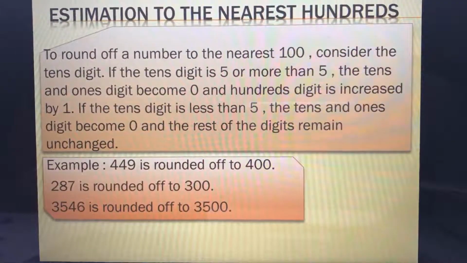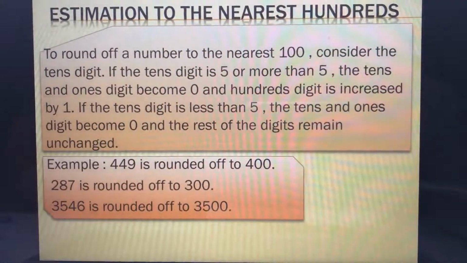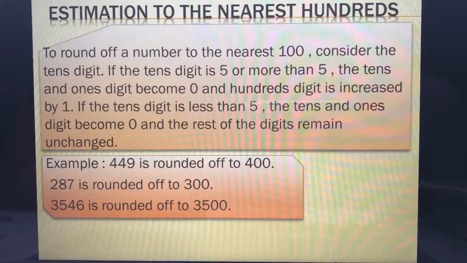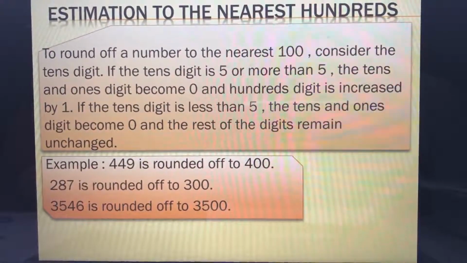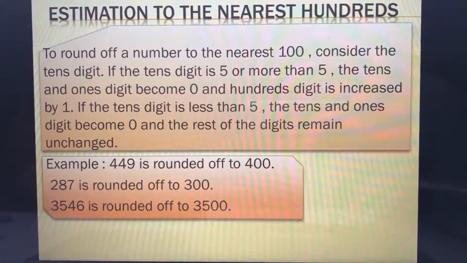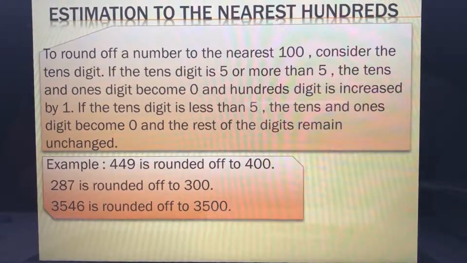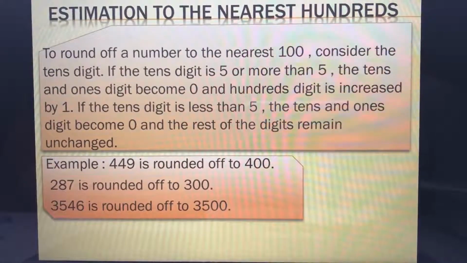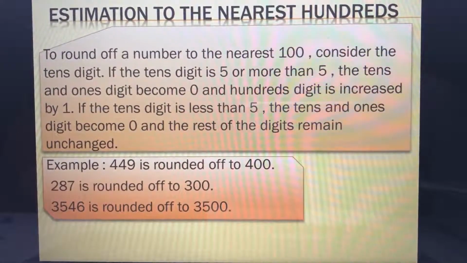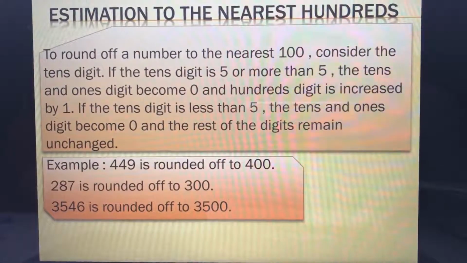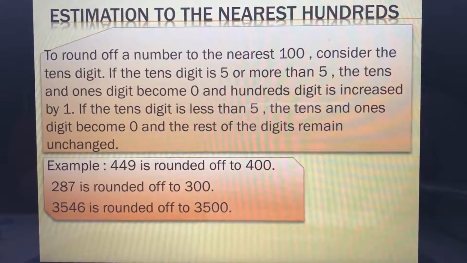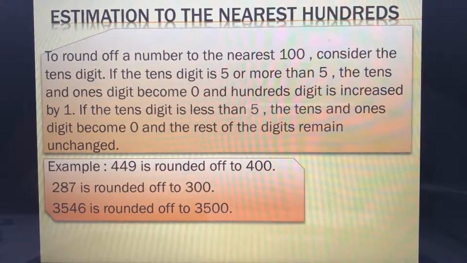Estimating to the nearest hundreds. To round off a number to the nearest hundreds, consider the tens digit. If the tens digit is 5 or more than 5, the tens and ones digit becomes 0 and the hundreds digit is increased by 1. If the tens digit is less than 5, the tens and ones digit becomes 0 and the rest of the digits remain unchanged. For example, 449.